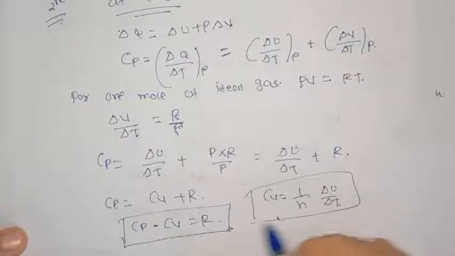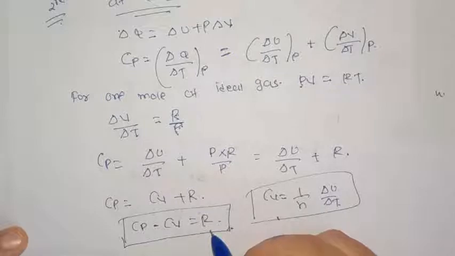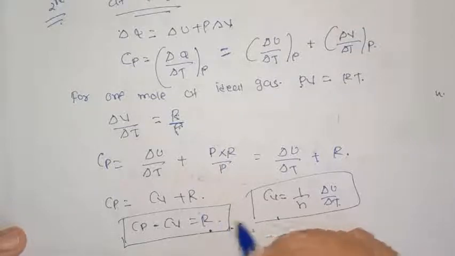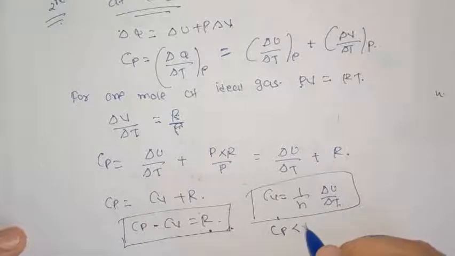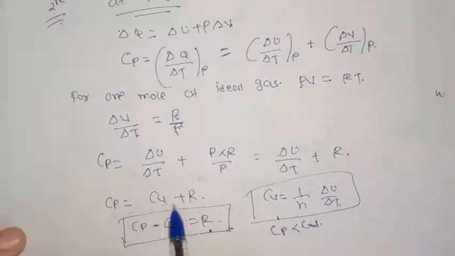The relation Cp minus Cv is equal to R is derived by using the ideal gas model, but it is true within a few percent for many real gases at moderate pressure. For a few substances, Cp is less than Cv. Even if we are writing Cp is equal to Cv plus R, there are some substances for which Cp is less than Cv.